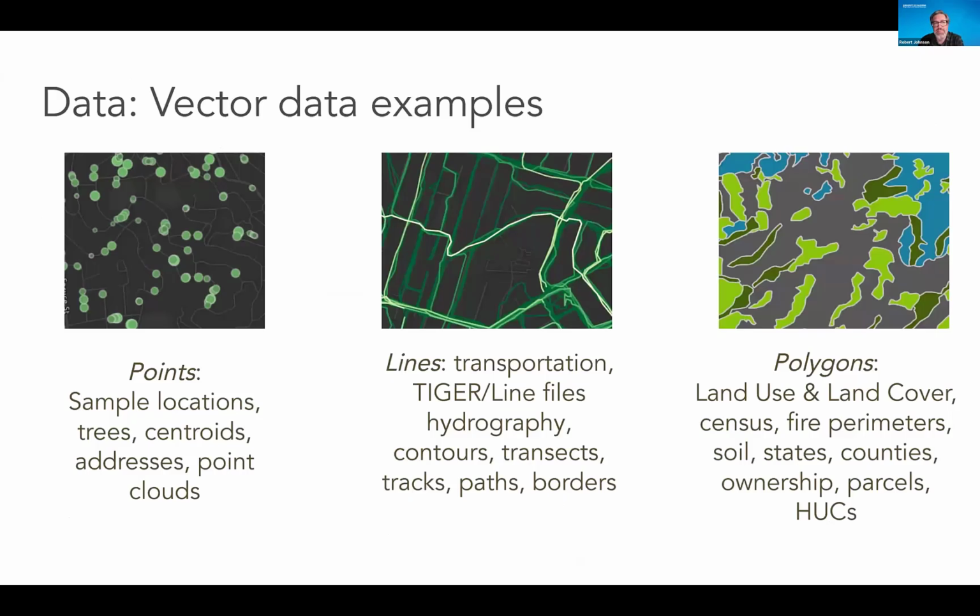So some examples of vector data: your points, lines, and polygons. Points could be anything from a sample location, a tree, an address. Lines are going to be things like transportation data, streets, railroad lines, things like hydrography, streams and rivers. It can be contour lines. It can be the borders of a city or a county or any other spatial unit. And then polygons are going to be your area-based features, like a fire perimeter or census block data, a state boundary, or land use data.